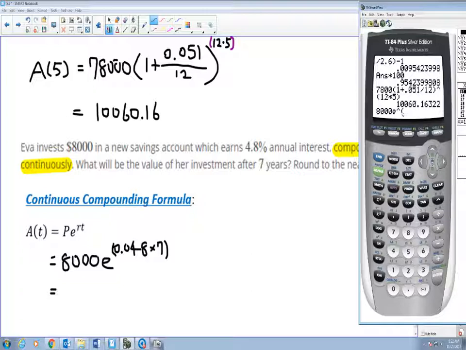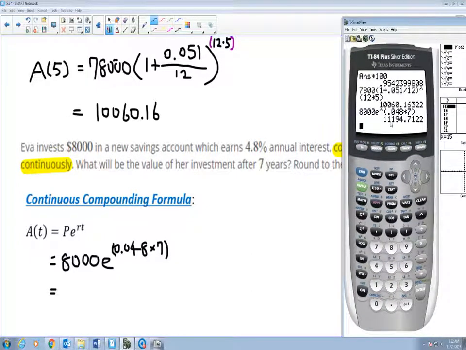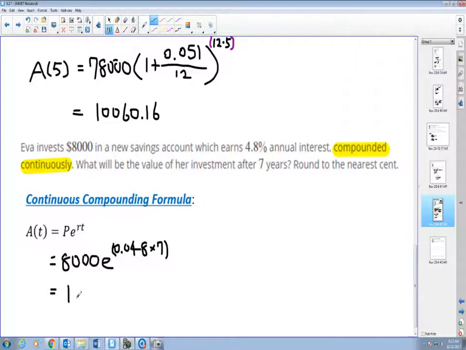That gave me a parenthesis, 0.048 times 7. So round to the nearest cent. So that will be $11,194.71. Okay, very good.